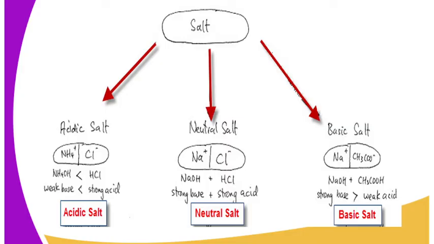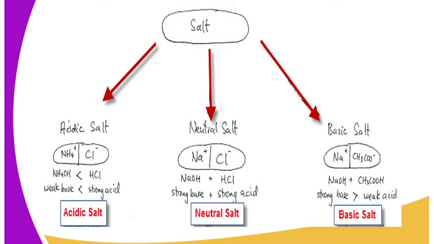Next we have basic salts. These are salts that contain the hydroxyl OH ions. The presence of hydroxyl ions in these salts is responsible for their basic properties. That means their pH is above 7. Examples are magnesium hydroxide and basic copper(II) carbonate. These are basic salts.